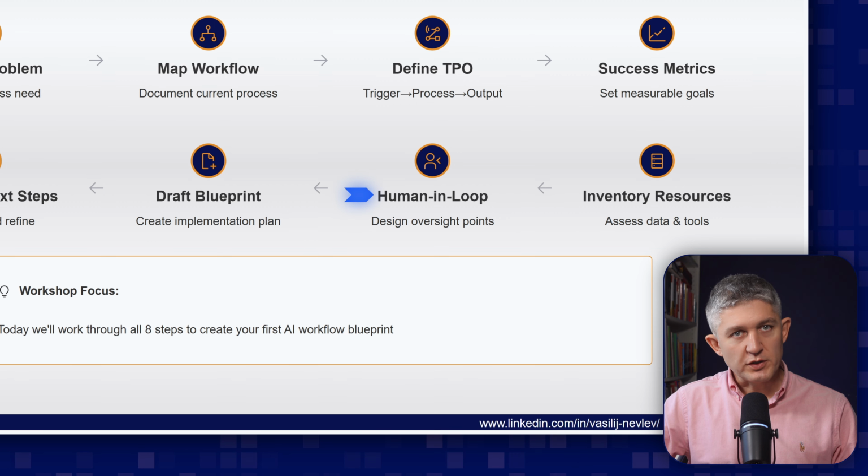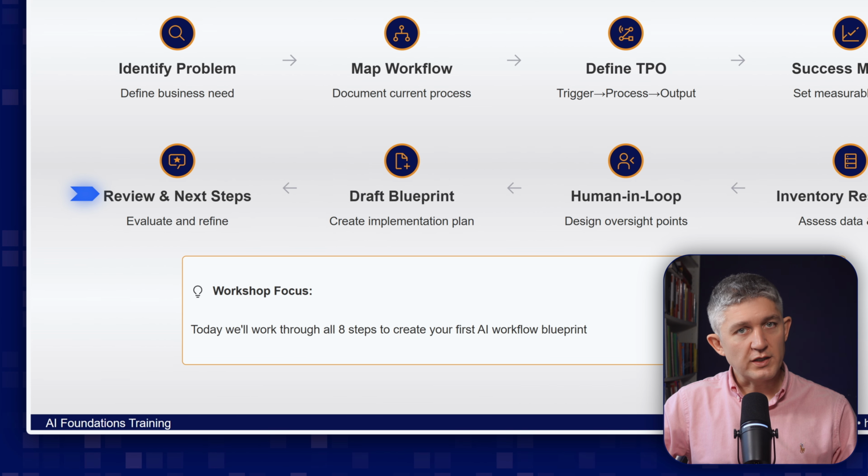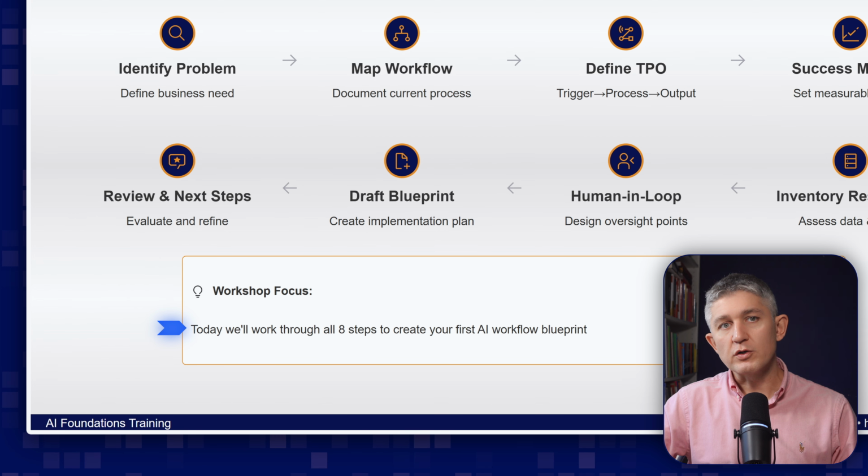Next one is human in the loop. Decide what humans review or approve for trust and buy-in. Number 7 is you will draft your blueprint. Review 1 to 6 and turn ideas into a deliverable plan for your business context. And last but not least is review and the next steps. Evaluate, refine, and sequence for delivery. Today we will work on all 8.